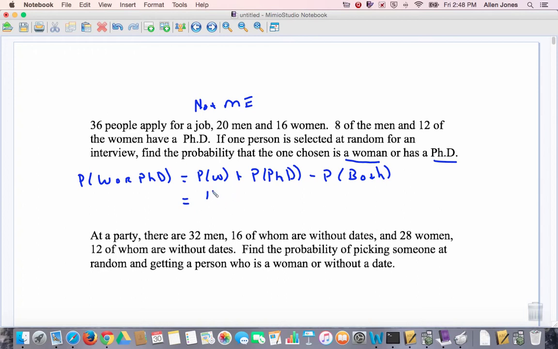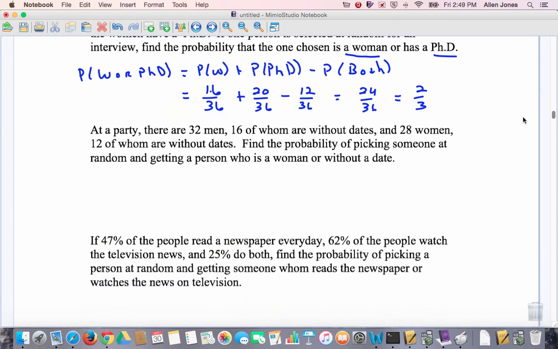So from our example, we have 36 total people. 16 of those are women, so 16 out of 36. Of those 36 people, 8 men and 12 women, or 20, have a PhD. So probability of selecting someone who has a PhD is 20 out of 36. But we have 12 women that have PhDs, so those 12 women fit in here and in here. So we have to subtract those out, and that gives us 24 out of 36, or 2/3. Okay, so there's our first look at events that are not mutually exclusive, much like our card example in the last section.